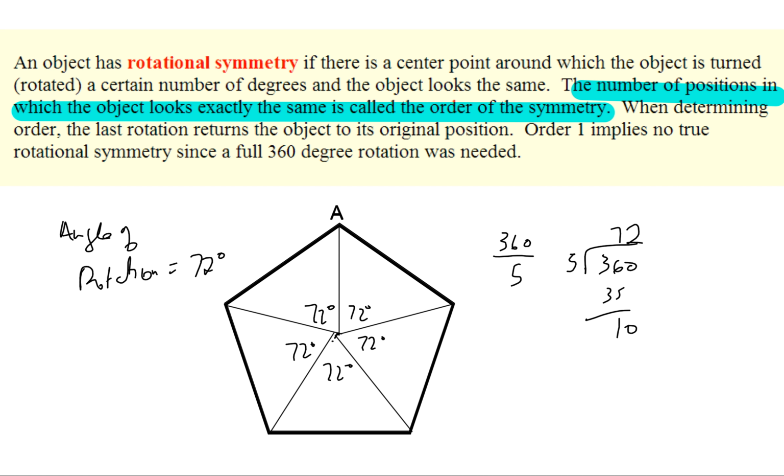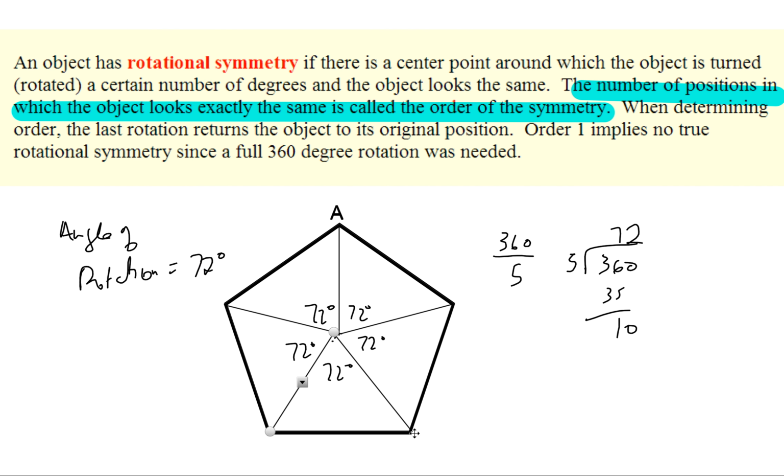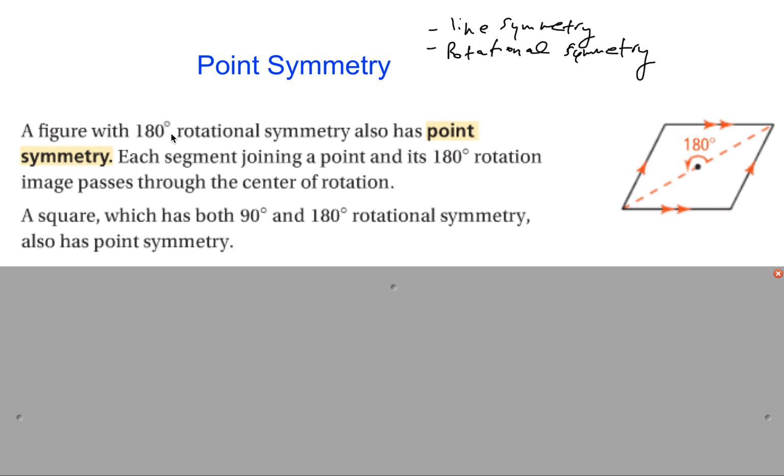Well, we took a look at things that had rotational symmetry. For example, this regular pentagon has rotational symmetry. In other words, it can rotate 72 degrees and the pentagon will map onto itself. It also has an order of 5, which means the number of times that I need to rotate until the figure maps onto itself is 5. In other words, A goes from here to this point, to this point, to this point, to this point, and then back to itself. So that has an order of 5. What we're saying here is that a figure with 180-degree rotational symmetry also has point symmetry.